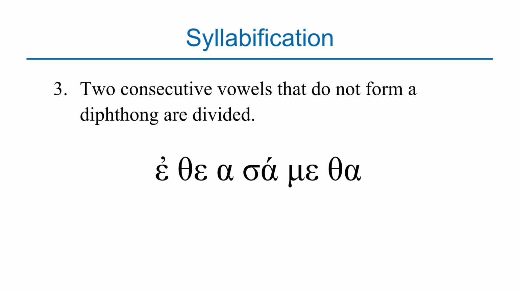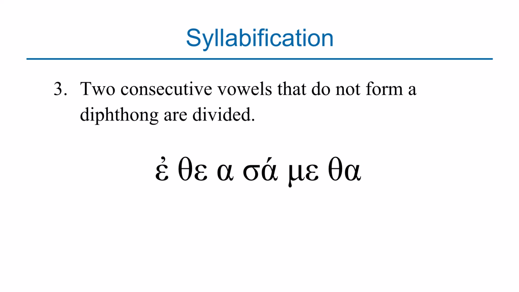We have the word ethiasametha, ethiasametha. So rule number 3 says, in the case we have 2 vowels that are next to each other, for example, you have epsilon and alpha, these are next to each other, but do not qualify to be a diphthong because the second vowel should have been iota or upsilon for them to qualify to be a diphthong. So in this case, they do not qualify to be a diphthong.